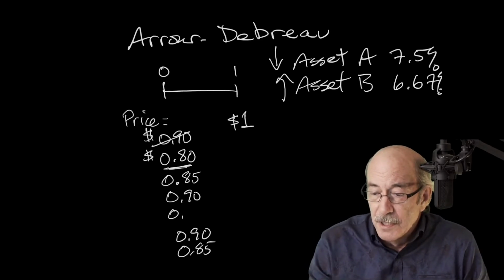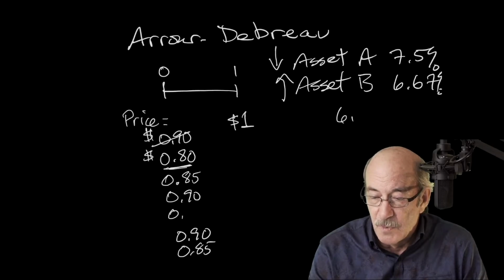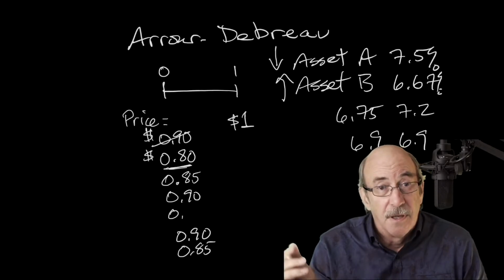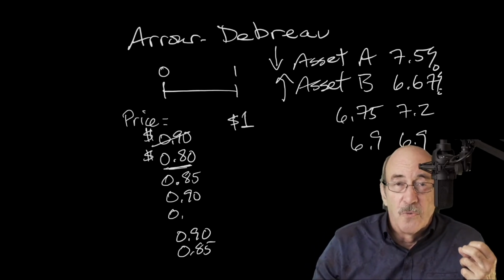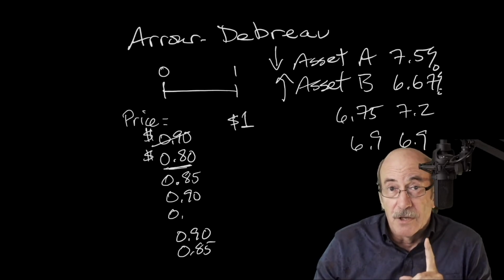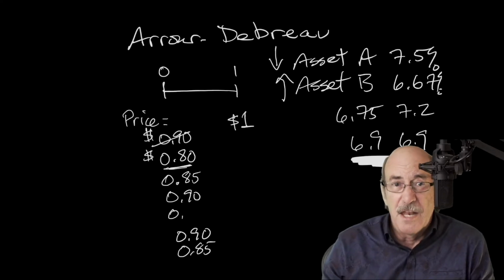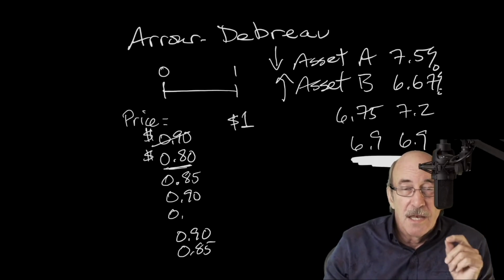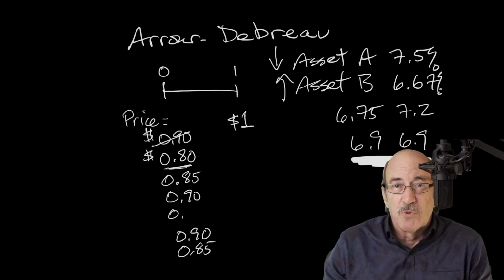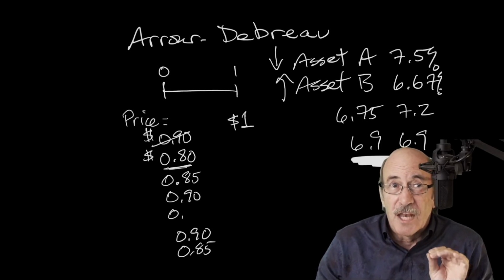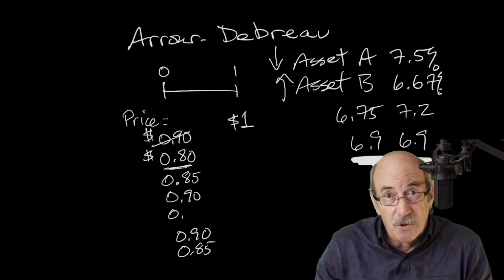So at some point, this 6.67 goes to 6.75. The 7.5 goes to 7.2. Eventually, they get down to the point where they both have a similar rate of return per unit of beta risk. Mind you, this is still on a per unit of beta setting. And then my world is okay. Now I'm indifferent between A and B. And in fact, to the extent that A and B are uncorrelated with one another, I'd actually hold both of them.